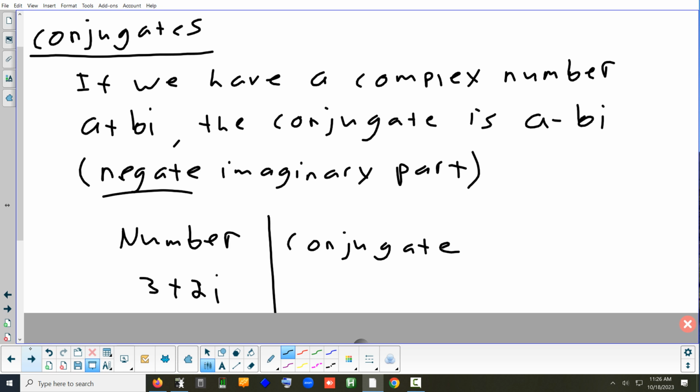So we'll just try that with a few numbers. I'll give you a number, and then I'm just going to ask you what the conjugate of that number would be. So remember, just change the sign of the imaginary part. The first number is 3 plus 2i. What do you think the conjugate would be of 3 plus 2i? 3 minus 2i. Yep.